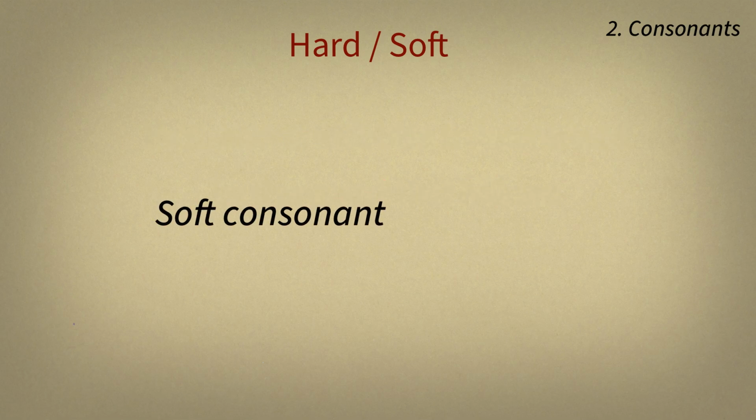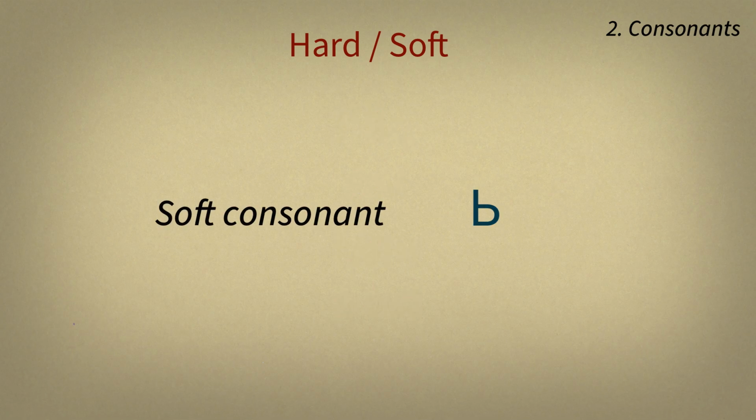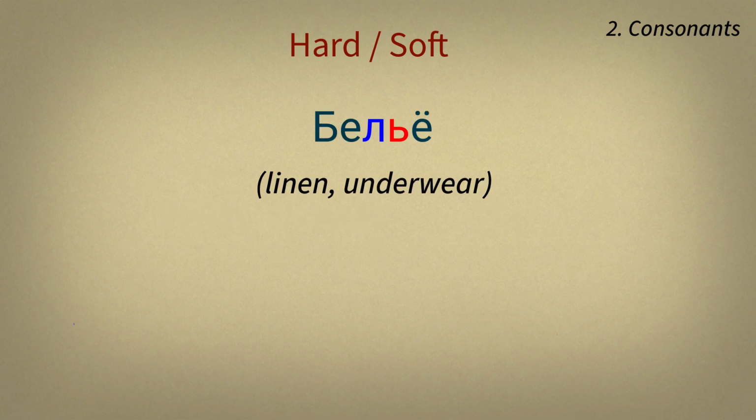Such vowels as я, е, ё, и, ю typically follow soft consonants. For example, лёд, мяч. In these examples, vowels ё and я make consonants L and M soft. Soft sign always softens the preceding consonant. For example, белье.